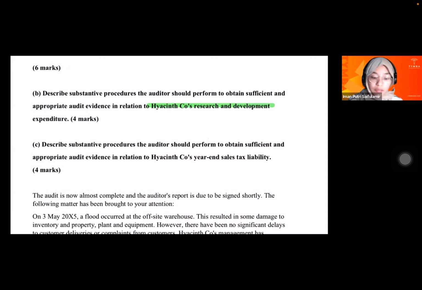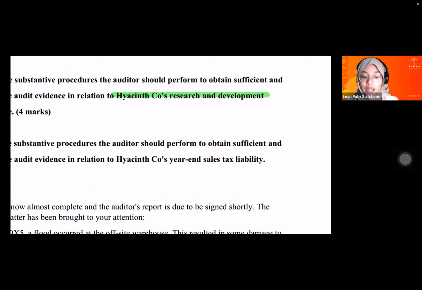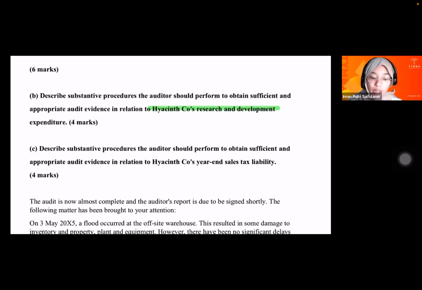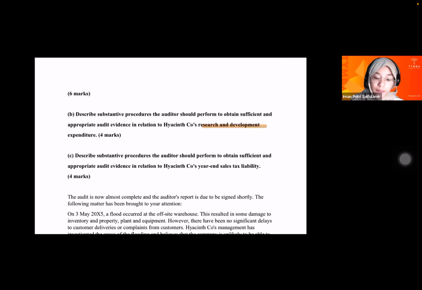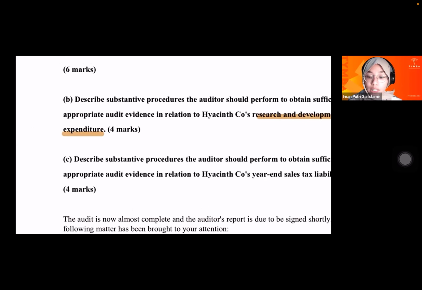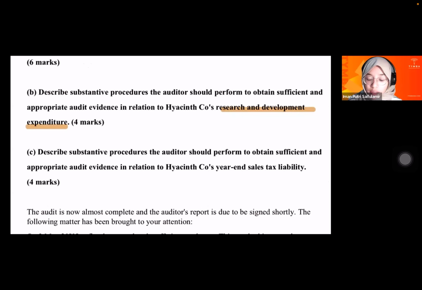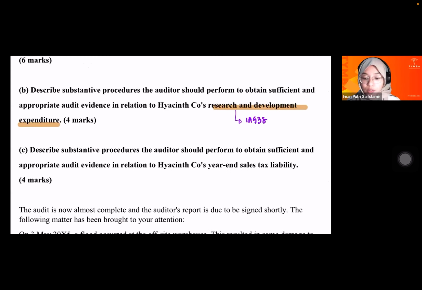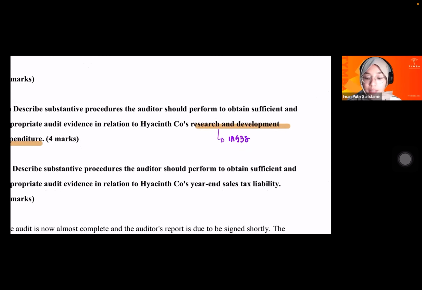Okay, next is describe SP in relation to Hyacinth Co's research and development expenditure. So what is the accounting standard for this, guys? Research and development expenditure falls under what accounting standard specifically? Okay, so yeah, like you guys said, IAS 38 intangible assets. I want you guys to be clear on what accounting standards. IAS 38 intangible asset, right?